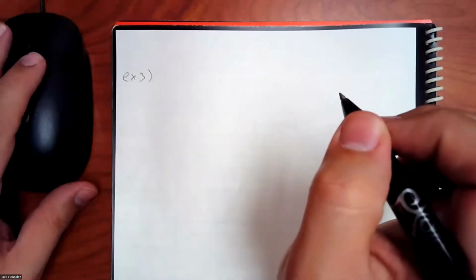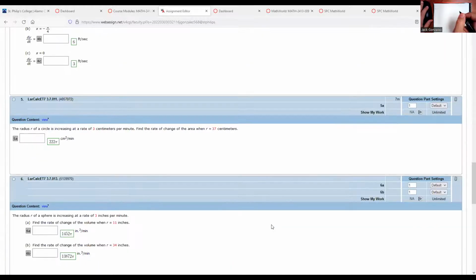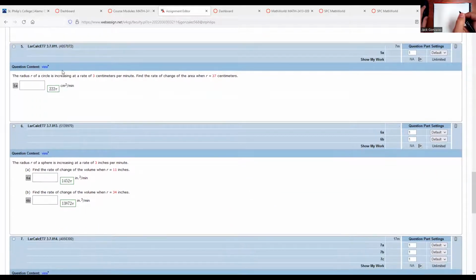I think this is problem 5. Let's see. Yeah, so check this out. A radius r of a circle is increasing at a rate of 3 centimeters per minute. Find the rate of change of the area when the radius is 37 centimeters.